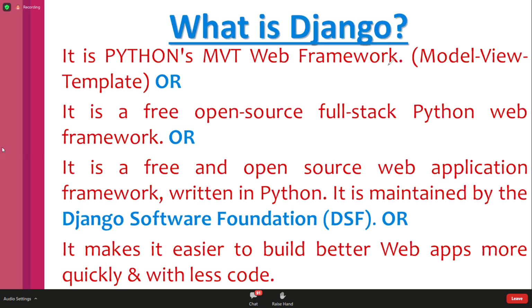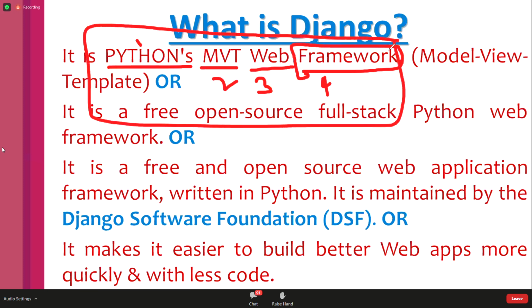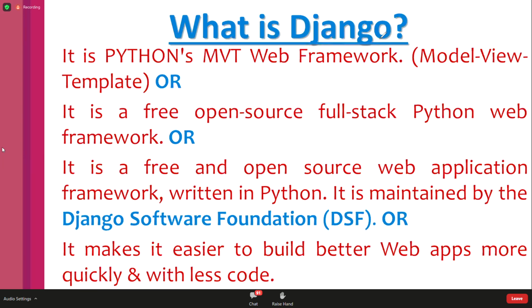So I'm giving the words very clearly here, so understand correctly. Python is a programming language. MVT is model view template. Web is a platform or a collection of electronic resources. Framework is a platform to develop software applications quickly in a simplified manner. So if you are going to use these four words correctly, an unbelievable Python definition will come related to Django. So understand the terms correctly.